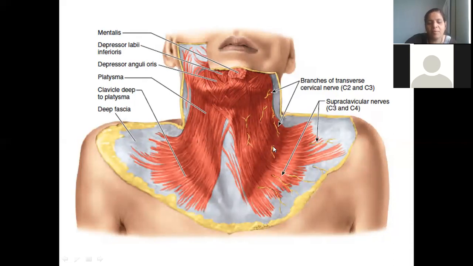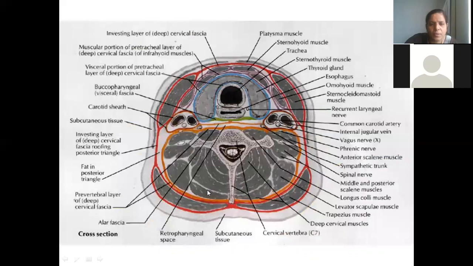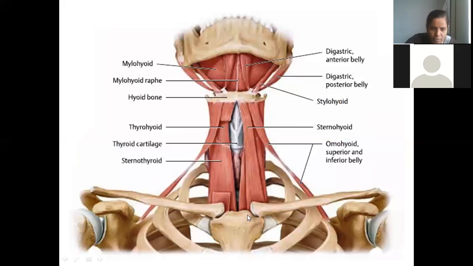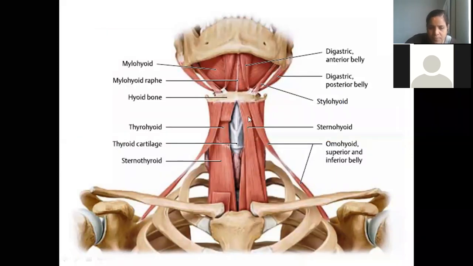Platysma. Okay, and we have cutaneous nerves, those are the supraclavicular nerves. Okay, so this is the cross section which shows the anterior triangle. The muscular triangle muscles are shown here, like sternothyroid, sternohyoid. Now see here, these are all ribbon or flat muscles.